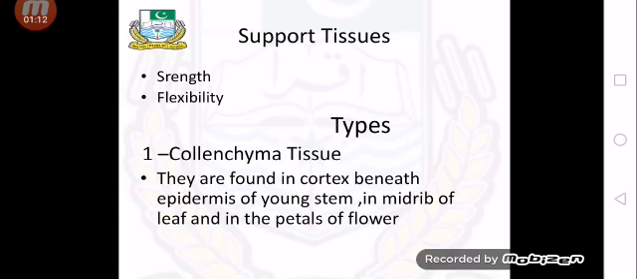Another part of the plant is the leaf. In the leaf, collenchyma is present in its midrib, and the plant's petals are also having collenchyma tissues so that they can withstand environmental factors like wind. If wind is blowing, they can withstand it.